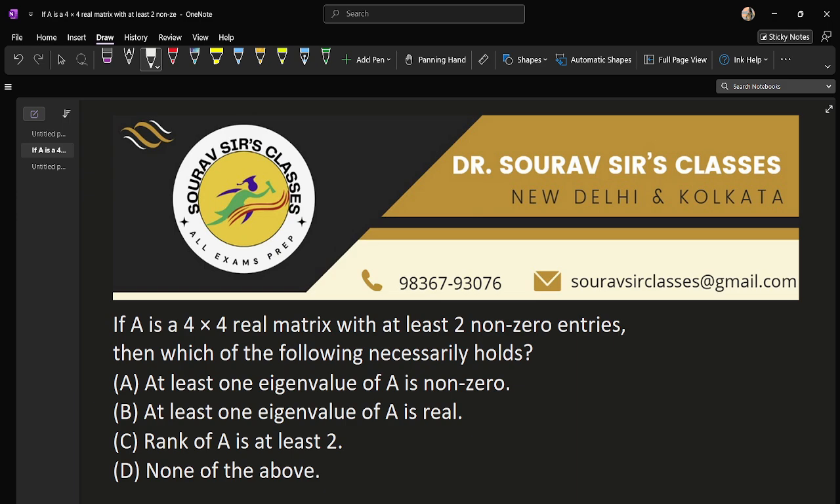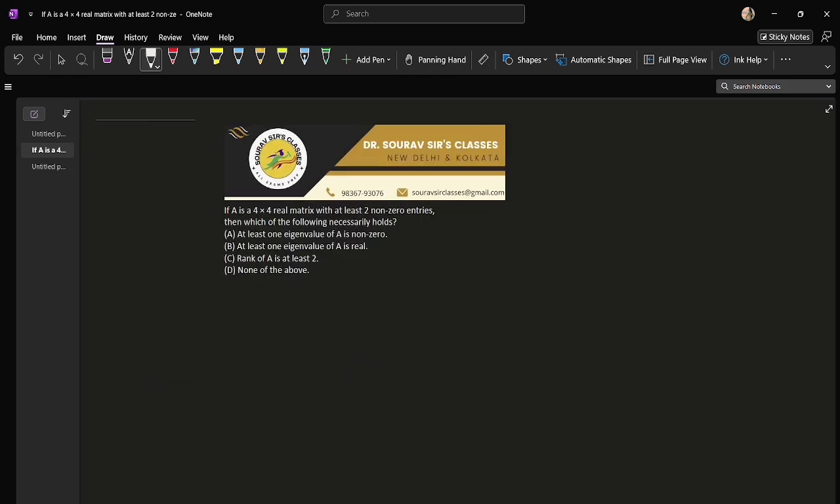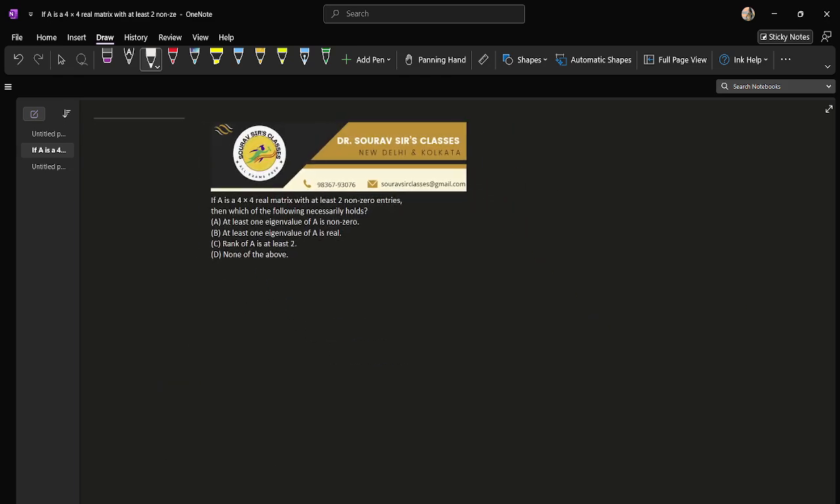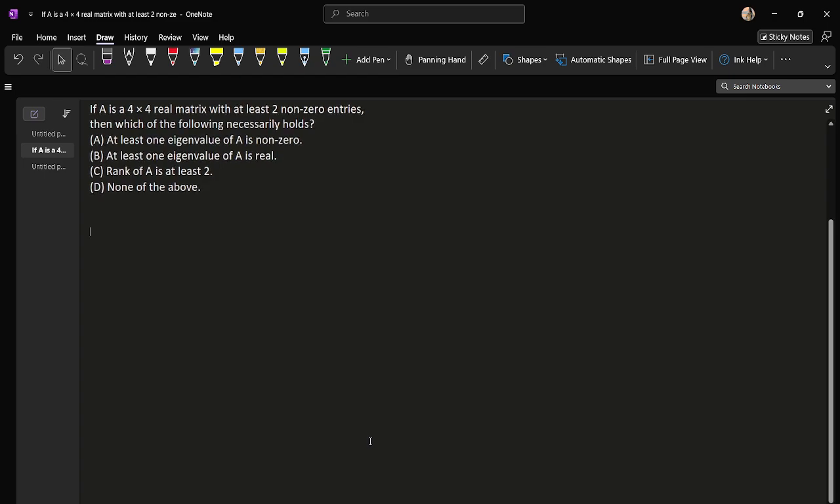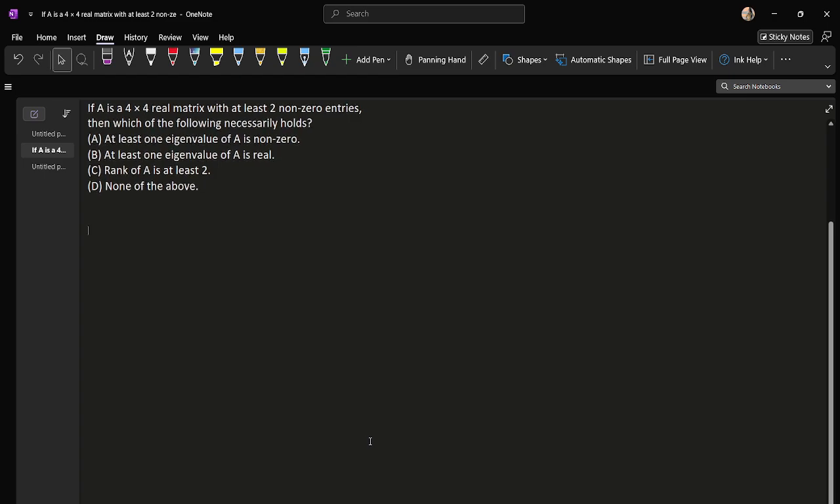So now we are going to solve a problem which appeared in the ISI MTech QROR, in the MCQ section. The question is telling us that if A is a 4 cross 4 real matrix with at least two non-zero entries, then which of the following necessarily holds? Option A is telling us that at least one eigenvalue of A is non-zero.